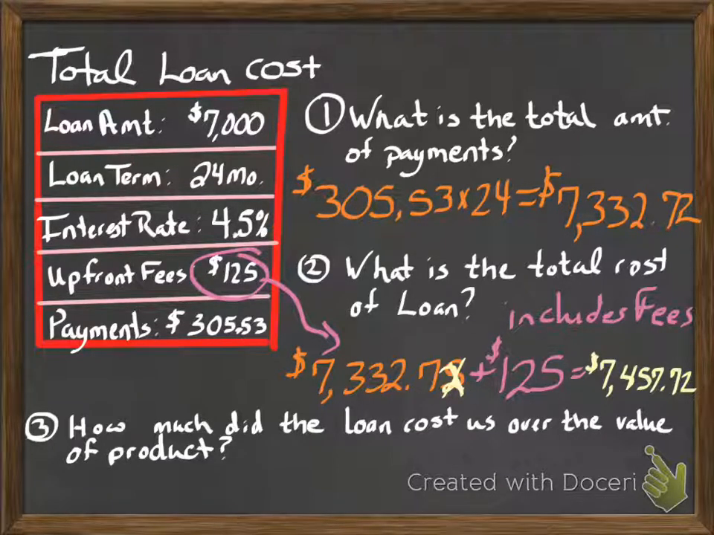Okay, so when we took this loan out, how much is it really costing us extra? What does it cost for us doing a loan versus paying cash? $457.72. So that's how much that loan really cost us. That's what we had to pay extra above the value of the product we had.